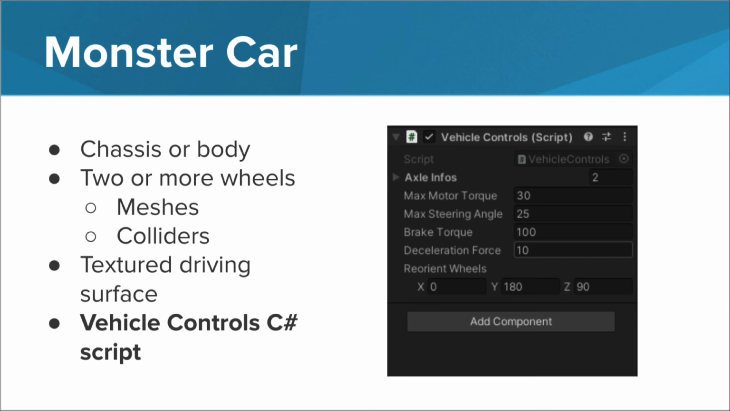The Vehicle Controls script also allows you to adjust the vehicle's motor torque, power, steering angle, how wide it steers, brake torque, how powerful the brakes are on your vehicle, and how quick your vehicle will decelerate, which means slow down. Other script properties can help you optimize your vehicle's performance while driving.